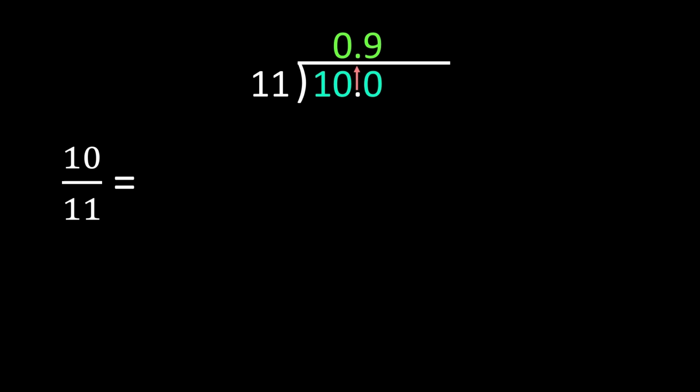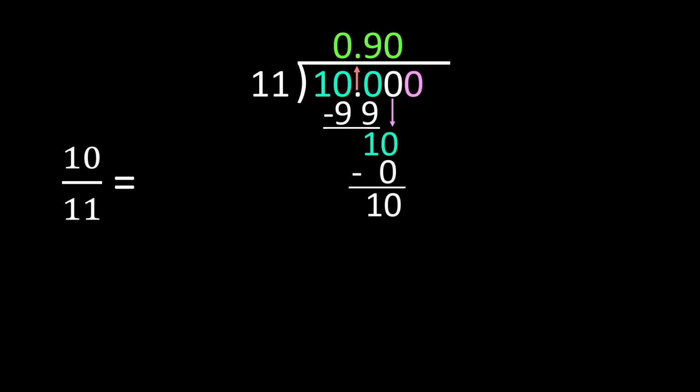9 times 11 is 99, and when I subtract, I get 1. Because we're wanting to turn 10/11 into a decimal, I want to continue with my division steps to see what the next digits in my decimal are going to be. That means I'm going to add a 0, and I'm going to bring it straight down. Now I'll have 10 divided by 11. 10 divided by 11 is 0. 0 times 11 is 0. When I subtract, I get 10.